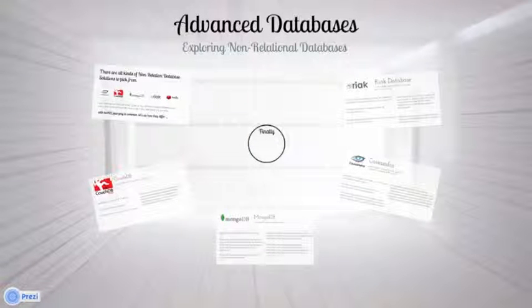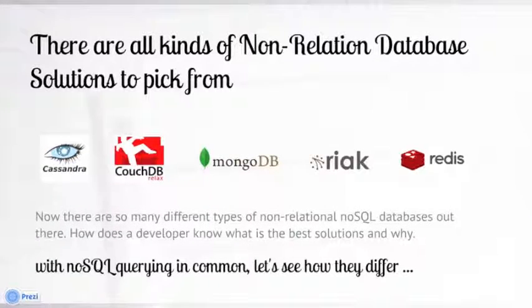Today, I just want to explore a couple of non-relational database choices. There are all kinds of non-relational database solutions to pick from: Cassandra, CouchDB, MongoDB, Riak, Redis, and so on. There are so many different types of non-relational NoSQL databases out there. How does a developer know what is the best solution and why? With all these databases having NoSQL querying in common, let's see how they differ.